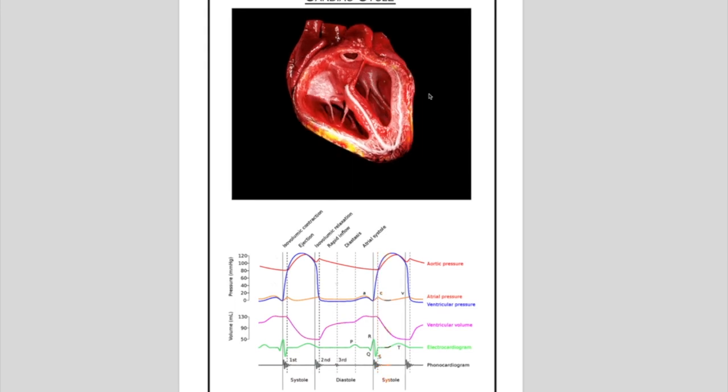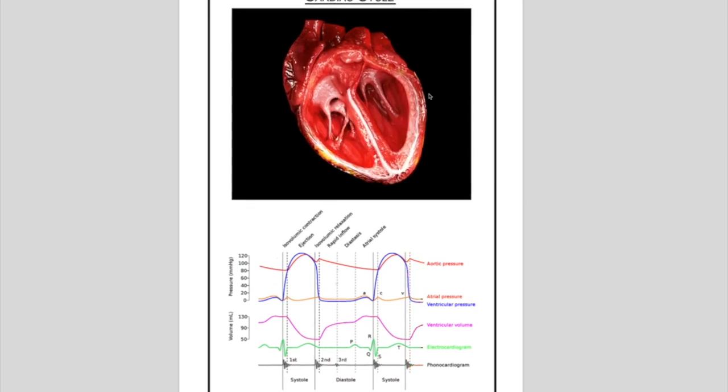Once we hit the T wave, we start to repolarize the ventricles. So at this point, the ventricles are starting to repolarize, and they're starting to relax. And then right here, we have closure of all the valves again, and this is known as isovolumetric relaxation. So the ventricles are in diastole, and all of the valves are closed, and then the cycle begins again.